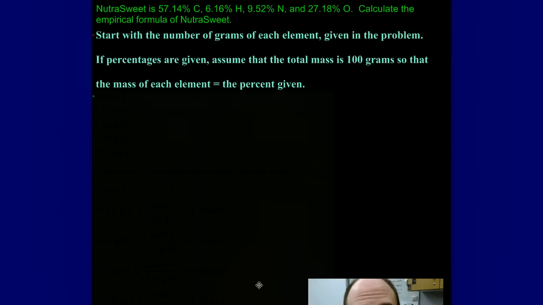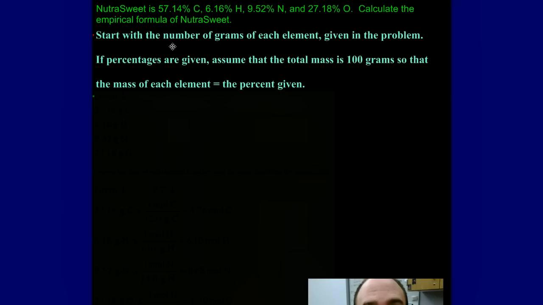So let's take a look at this example here on how to calculate the empirical formula. We're given this compound, NutraSweet. It has 57.14% carbon, 6.16% hydrogen, 9.52% nitrogen, and 27.18% oxygen. We need the empirical formula. Reminder, that's the simplest formula of a compound.